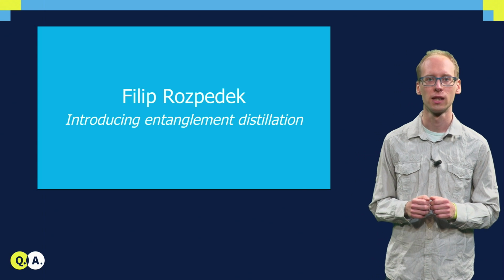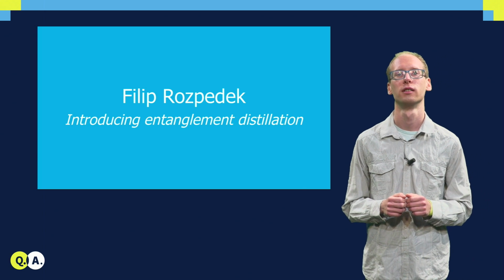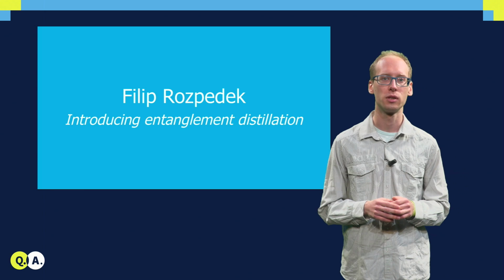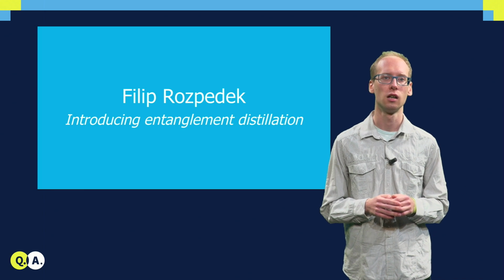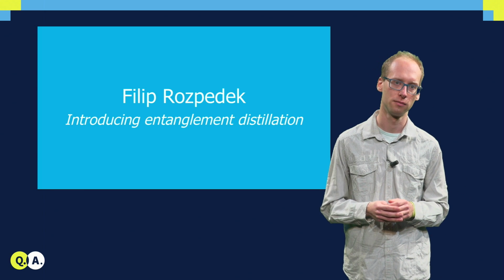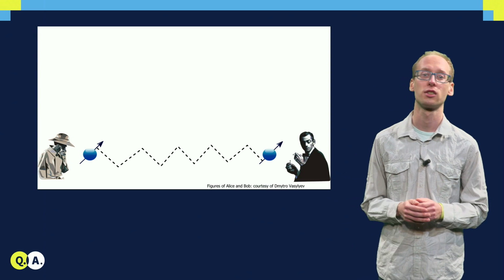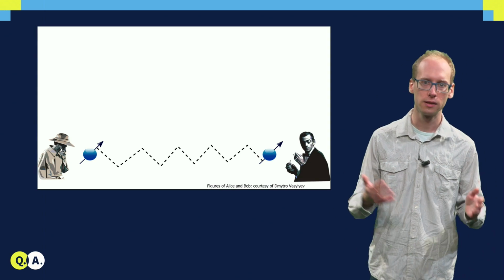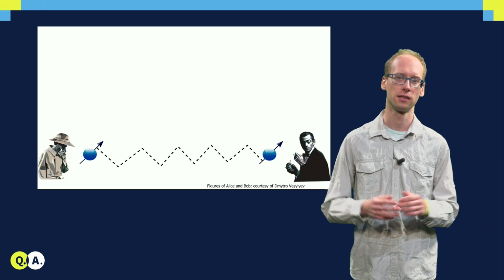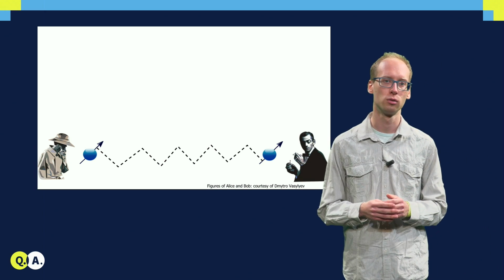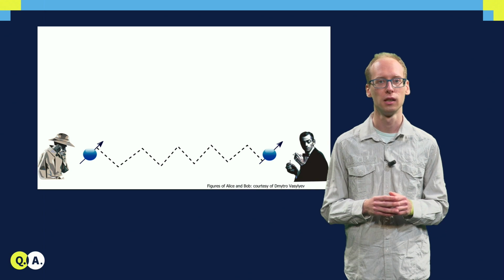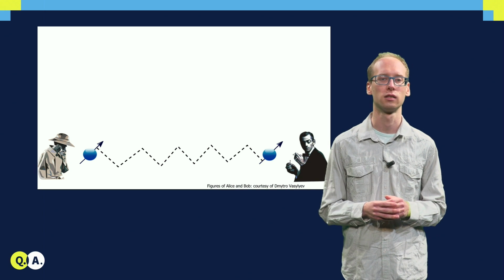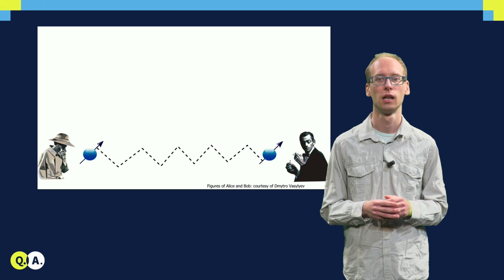In this video, I will introduce the concept of entanglement distillation, which is a crucial building block of a large-scale quantum internet. We will start with a short motivation. Let us consider a scenario where Alice and Bob are separated by a long distance and they have access to certain experimental setups that allow them to generate long-distance entanglement.